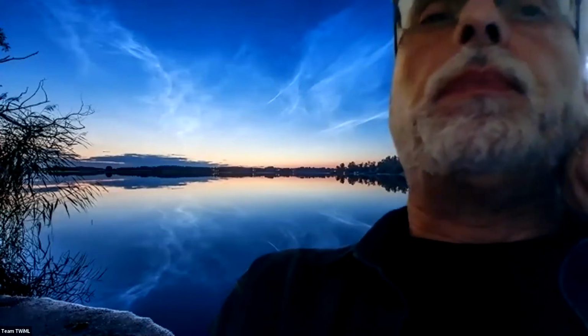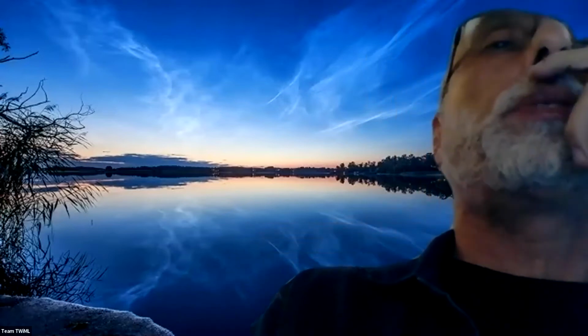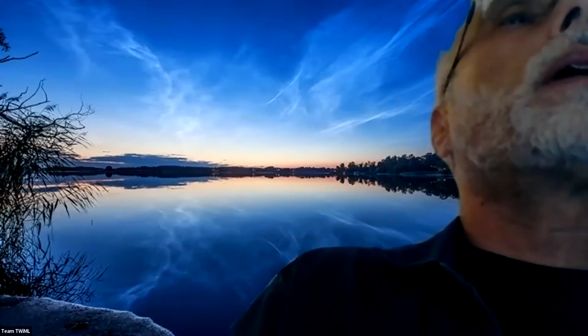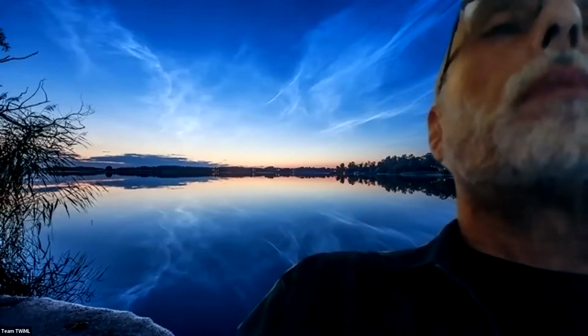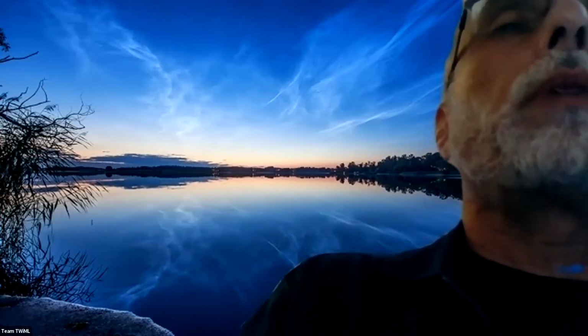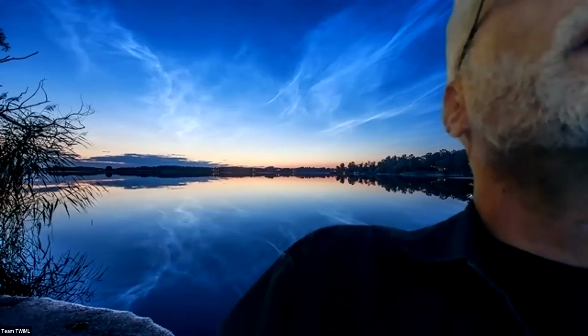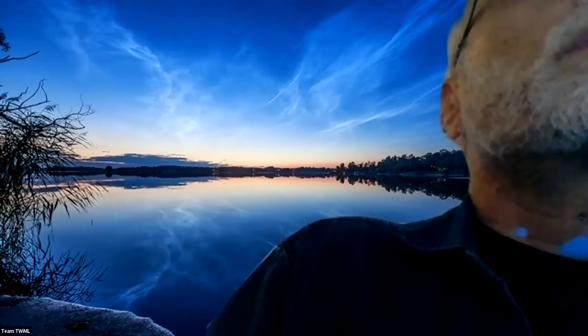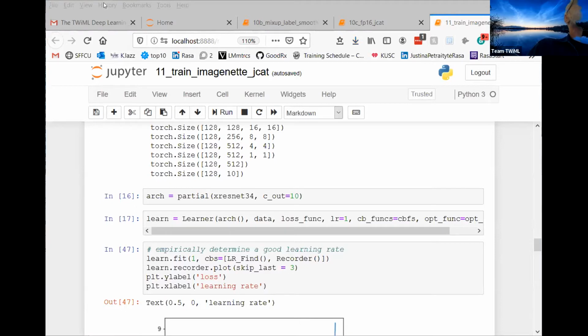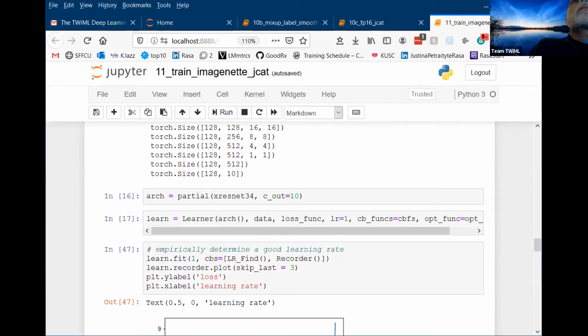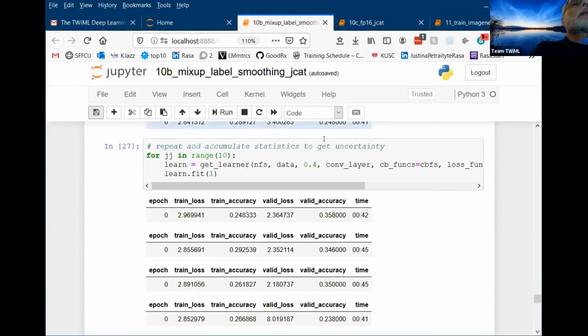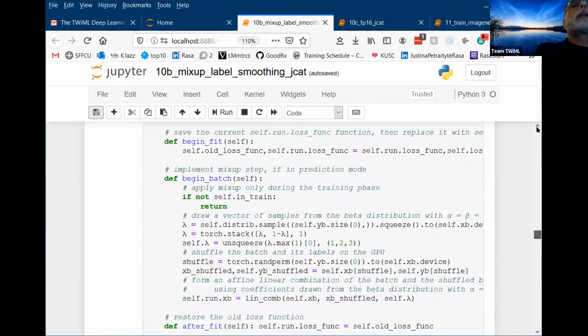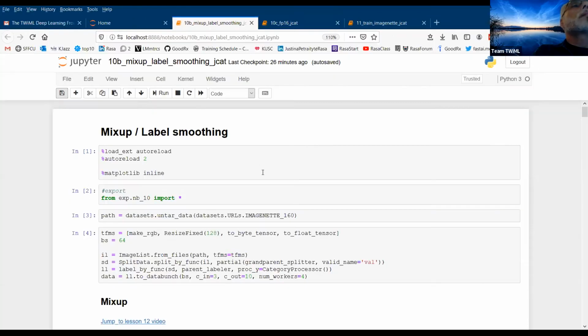Okay, then let's start reviewing, passing through these 3 notebooks again. Quickly, I mean, I want to spend some time on each one, so let's see how far we get. So I'll start to share. Okay, so I should be sharing the mix-up label smoothing notebook. Can everybody see that one? Yes, I can see it.